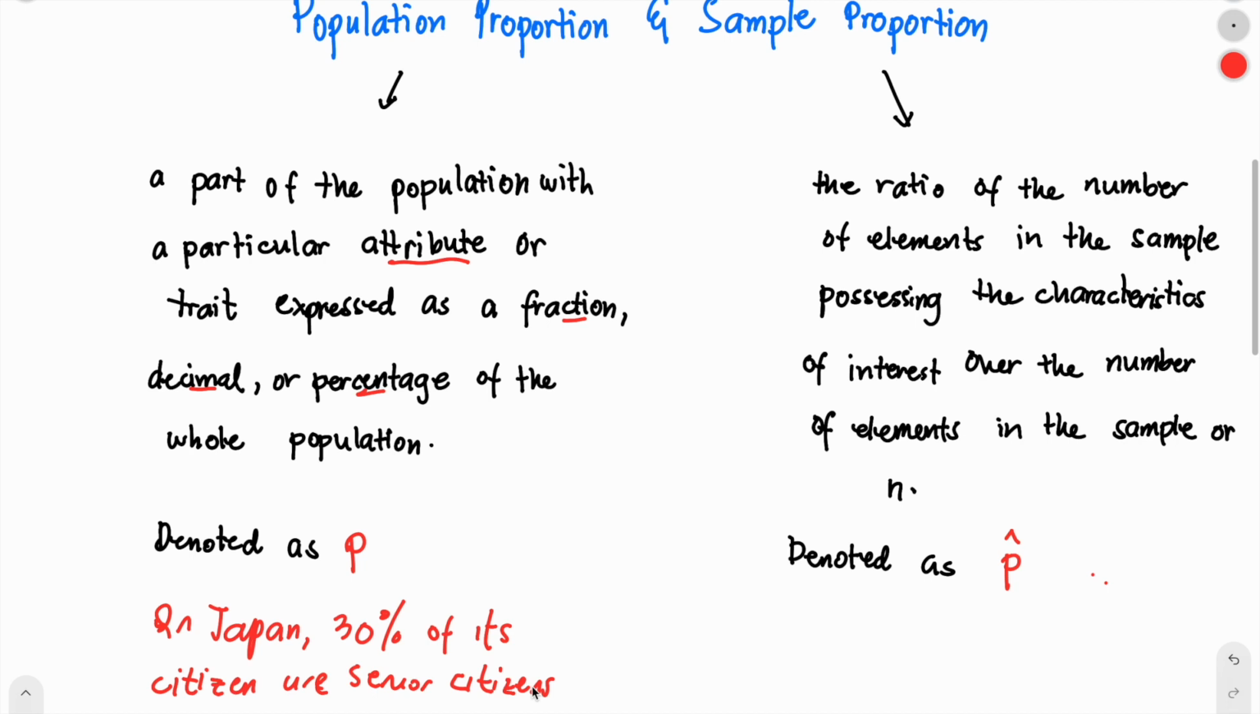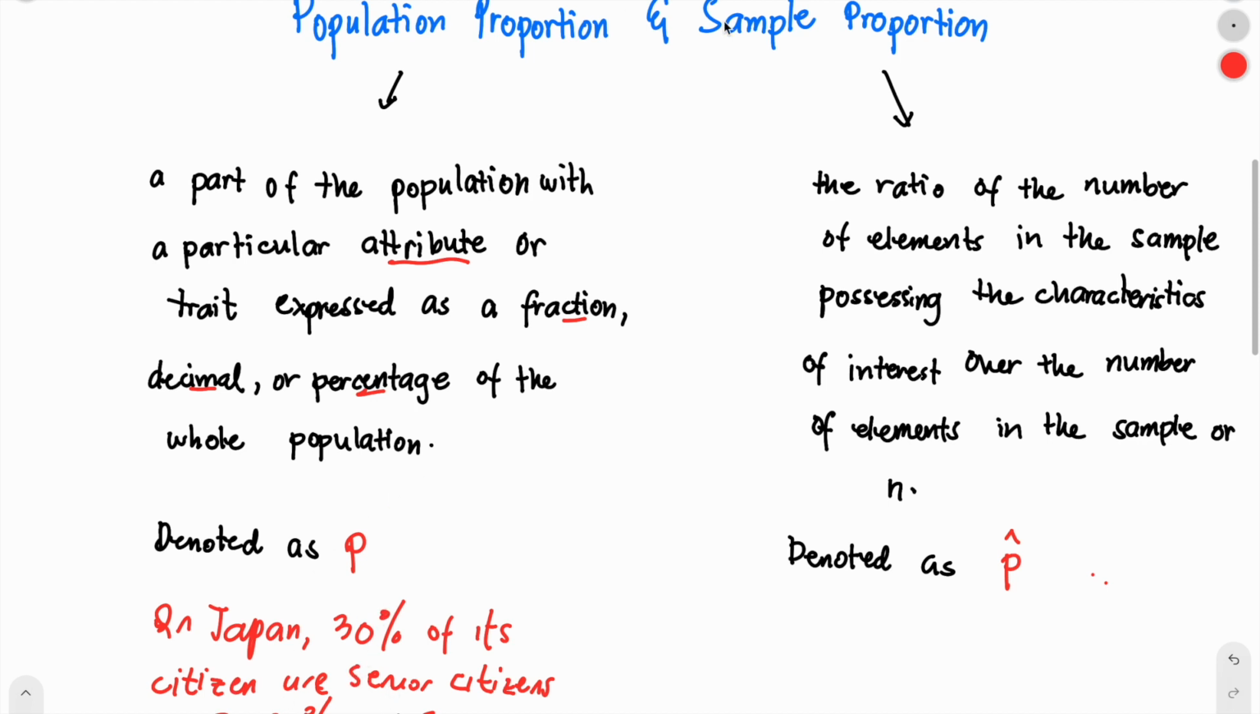So, the P here, the population proportion, is the 30% or 0.3. So this is a particular attribute or trait of a particular population. The population is Japan, right? And the statement is that 30% in Japan are senior citizens. Okay?